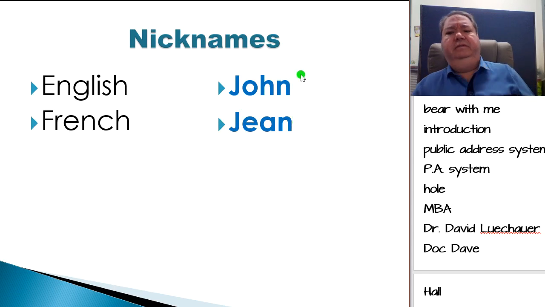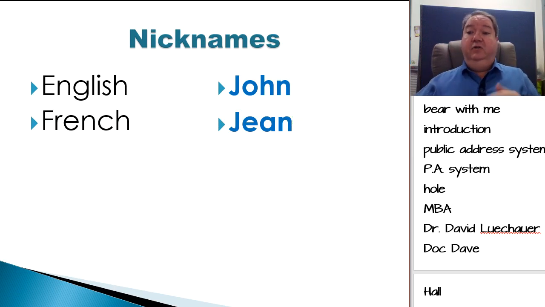Oh, wait, that's French. Is that pronounced Jean in French? No. Jean would be like blue jeans. Okay? So that's not how it's pronounced. In French, that is pronounced Jean. Now, John and Jean are equivalent names in English and French, but they're not the same name. Okay? So, I was Jean in French class.